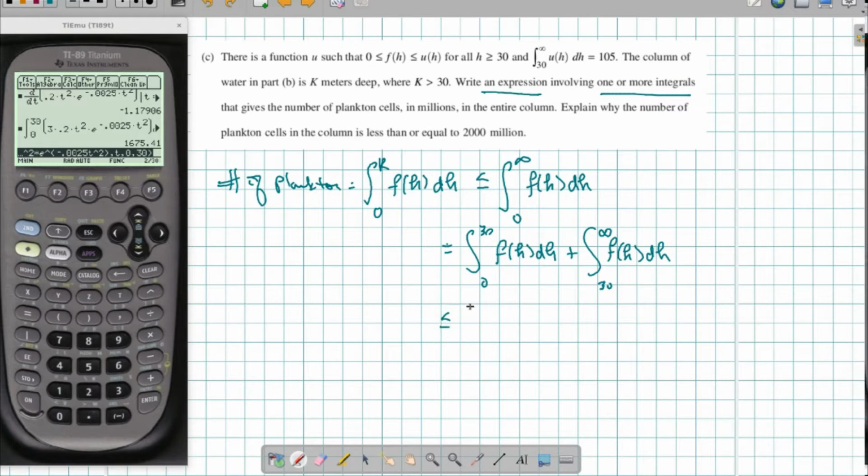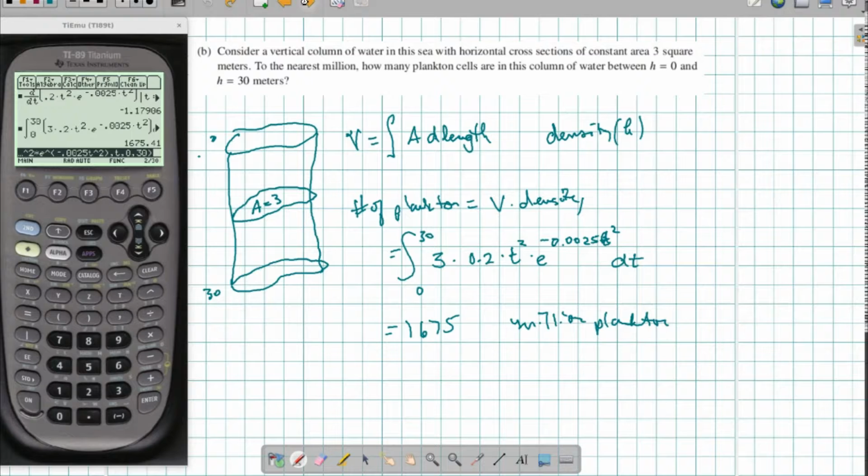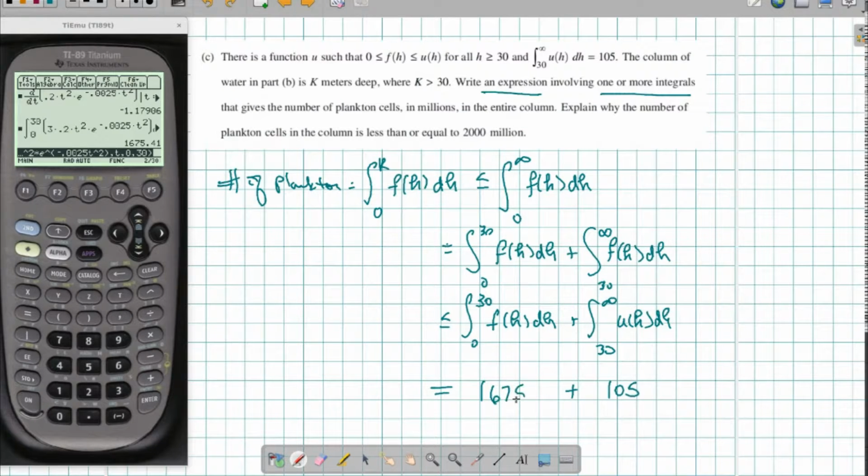And I happen to know that this is less than or equal to the integral of this, which is exactly the same, plus the integral from 30 to infinity of u of h dh. But I know that this is 105. And I know from the previous problem that this was how much? 1,675. And I know that this is less than 2,000 millions. So that's how I can justify this. This is why I can explain that that's going to be less than 200 million.